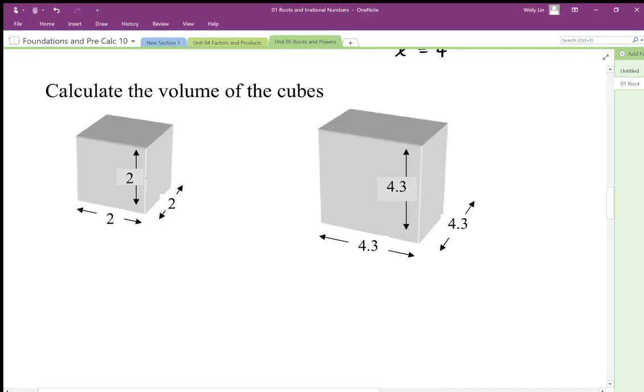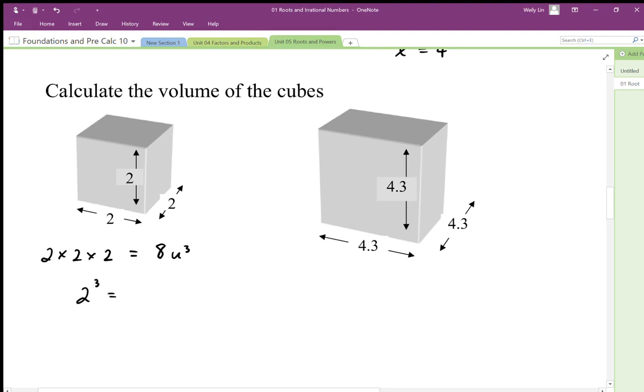So although we could do this with repeated multiplication, we want to use cubes, and cubes are different math. The operation is different than multiplication. So if I want to find out the volume of this cube, I could do 2 times 2 times 2, and that gives me 8 units cubed. Okay, that's using multiplication. But really I want to use powers, and the math is different.